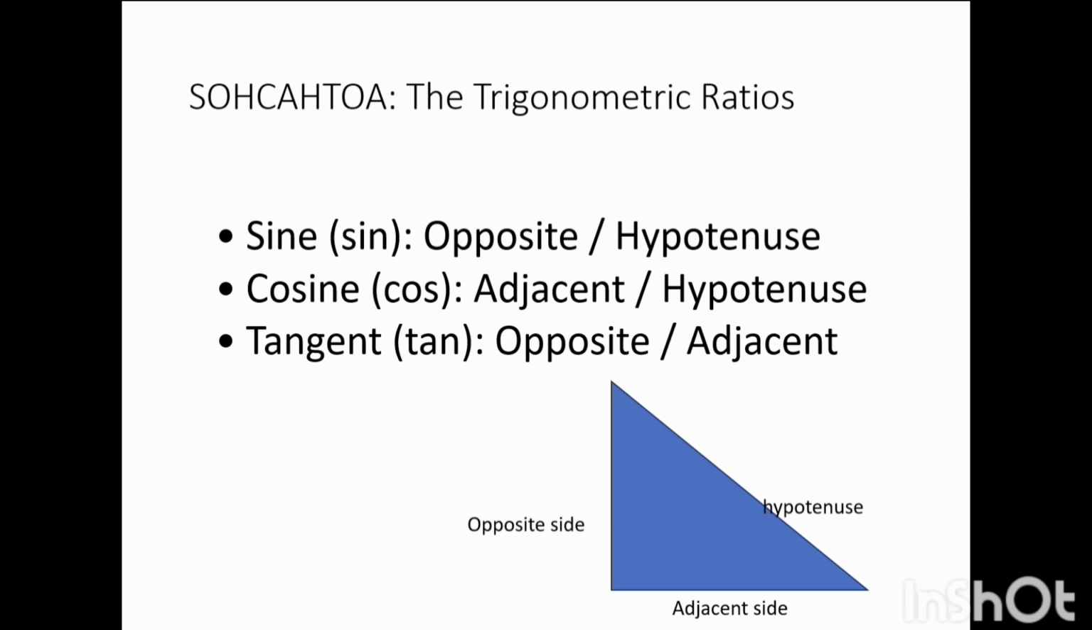A helpful way to remember these ratios is using a mnemonic: SOHCAHTOA. So, S for sine, which is equal to opposite over hypotenuse. SOH is O for opposite and H for hypotenuse. Similarly for cos theta, CAH: C for cosine, adjacent over hypotenuse, and TOA is T for tan theta, which is equal to opposite over adjacent.